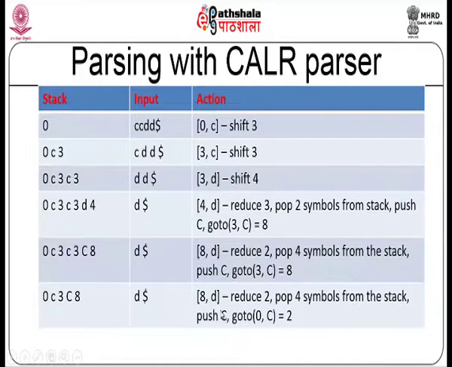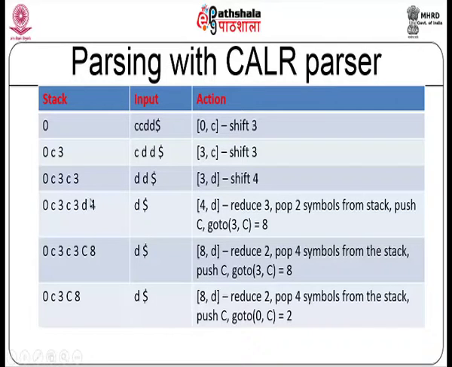So let us just look at this here. Consider a string CCDD dollar. So 0 comma C says shift by 3, S3. I shifted C and 3 onto the stack. Again 3 comma C, shift again 3. So C and 3 is shifted onto the stack. Then 3 comma D is shift by 4. So I will shift D comma 4 onto the stack. And then 4 comma D is reduce by 3.